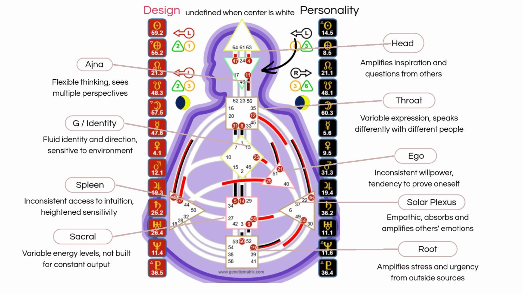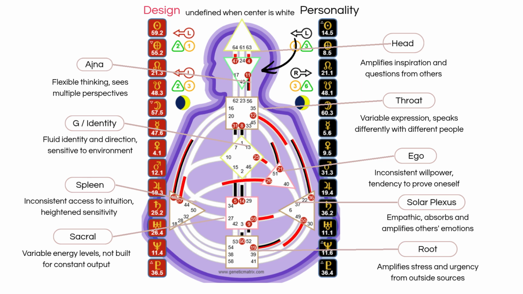An undefined throat gives a person variable expression, speaking differently with different people. An undefined G would result in fluid identity and direction and being sensitive to environment. An undefined ego results in inconsistent willpower, a tendency to try to prove oneself. An undefined spleen is inconsistent access to intuition, heightened sensitivity.